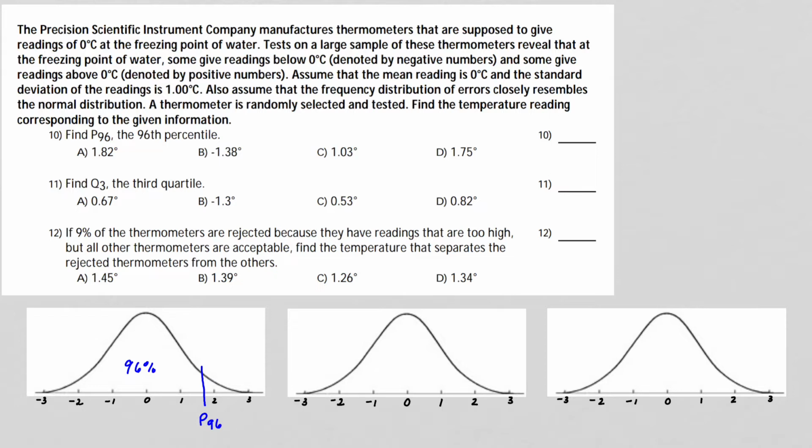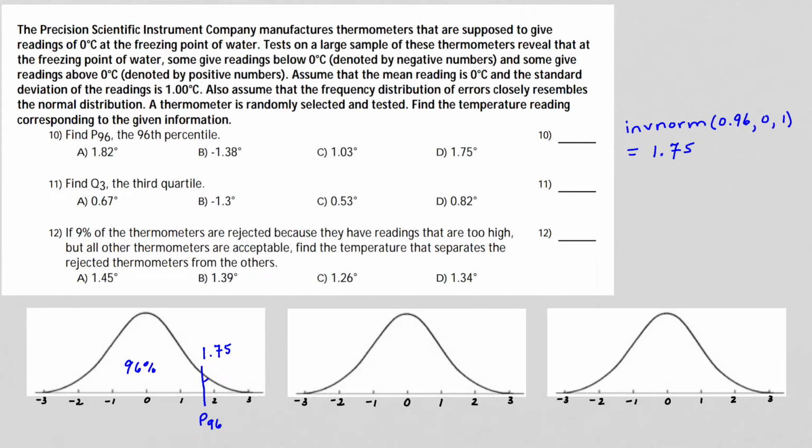So to calculate this, I'm going to use inverse norm because I have the percentage and I want to find the data value that corresponds to that. So I have the percentage on the left, which is 96%, and the mean is 0 and the standard deviation is 1. So when I put this into the calculator and I round to 2 decimal places, I get 1.75. So this is about 1.75. And that makes sense. That looks like about 96% on the left.